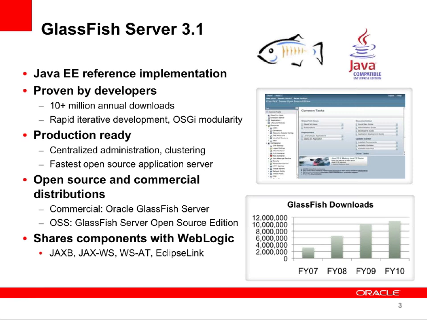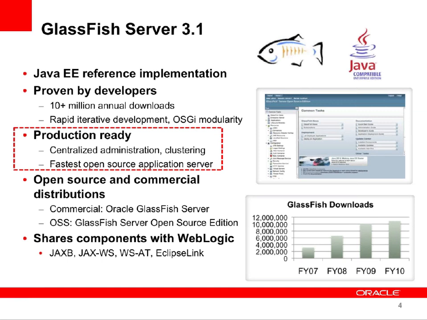And it's proven by developers. We currently are on track again for roughly another 10 million downloads this year. And we've gotten a tremendous amount of positive feedback from developers around our ease of use. Of course, they get early access to the latest standards, Java EE 6 in this case. We offer rapid iterative deployment, OSGi modularity, so the app server is actually very lightweight, starts up quickly, uses a minimal amount of resources.